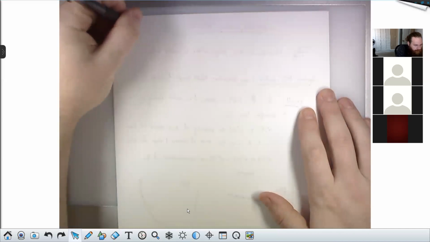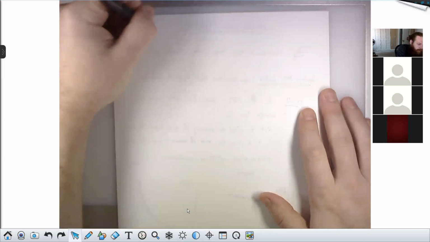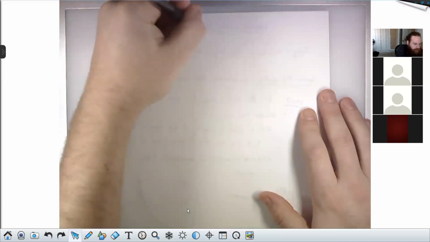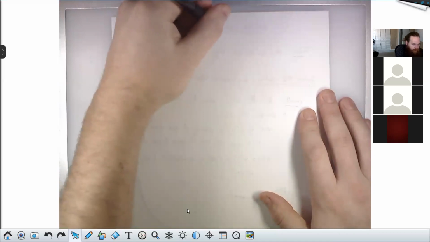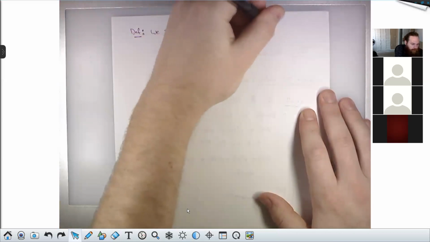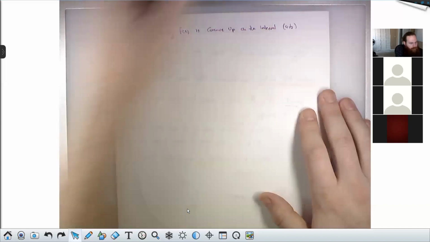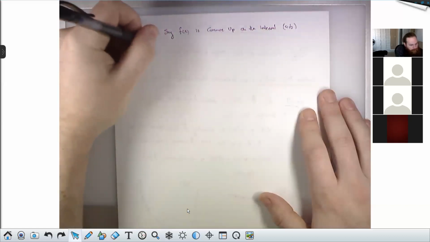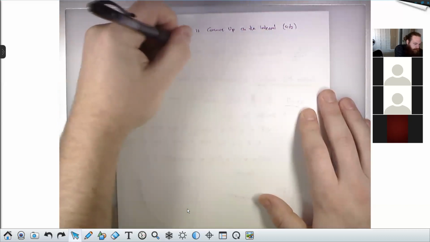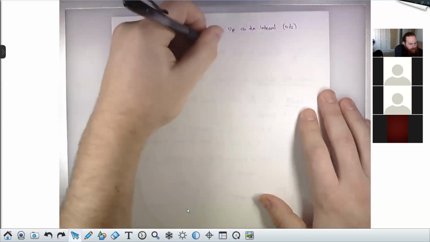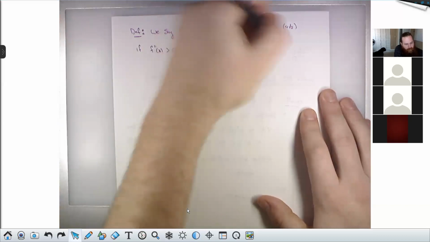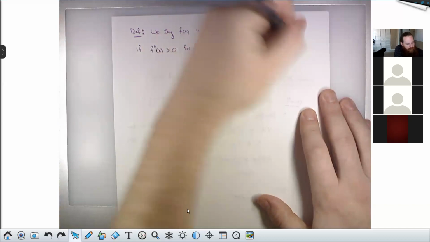So first definition, we say f of x is concave up on the interval AB if f double prime of x is positive for all x in AB. We say f of x is concave down.